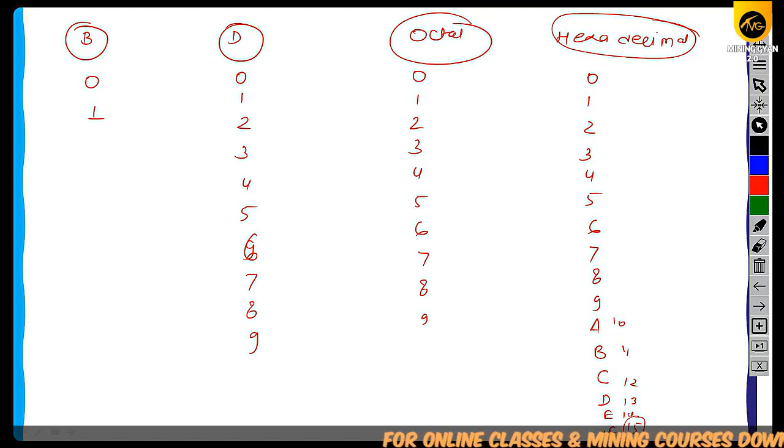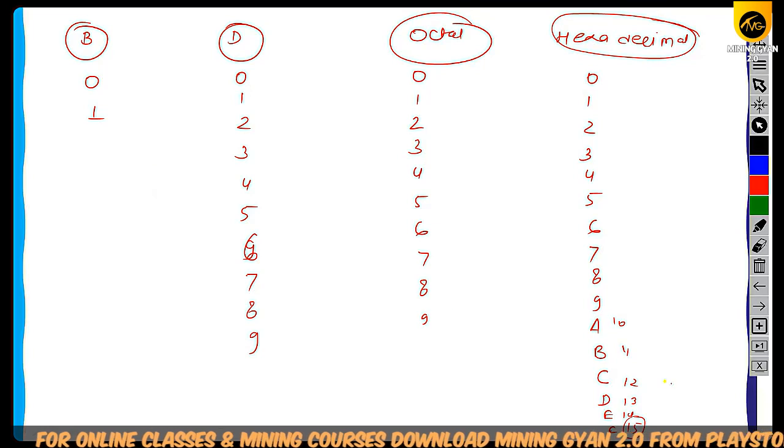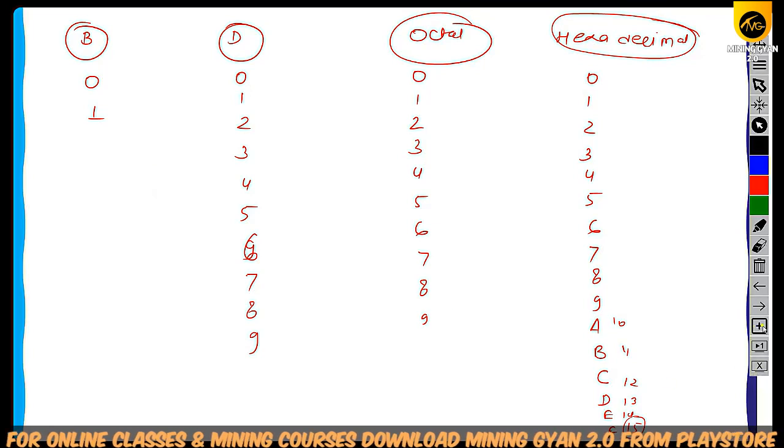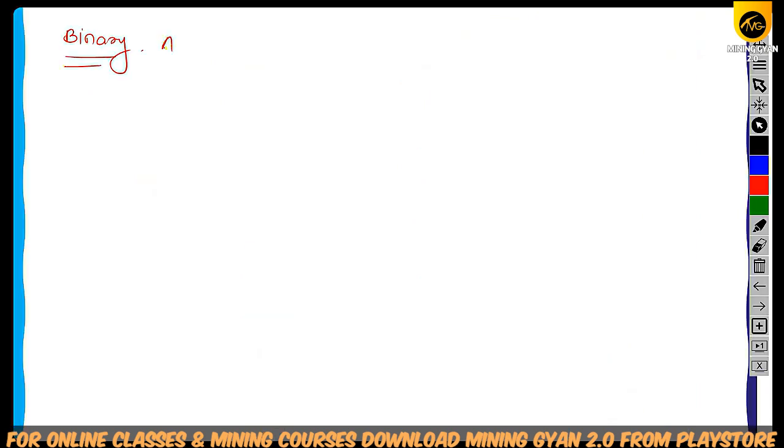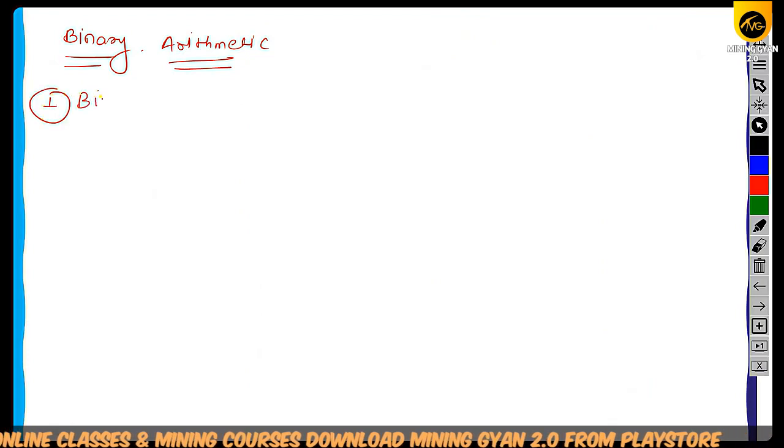Now, some basic arithmetical operations or rules for addition and subtraction in the binary number system. The next thing is binary arithmetic. Binary arithmetic means we can do addition, subtraction, multiplication, and division in binary form, that means in the 0 and 1 form. The first thing is binary addition.